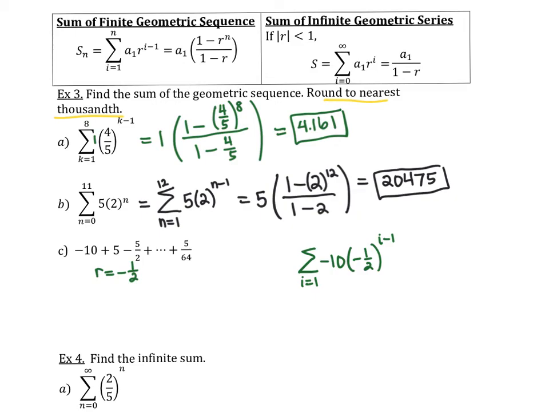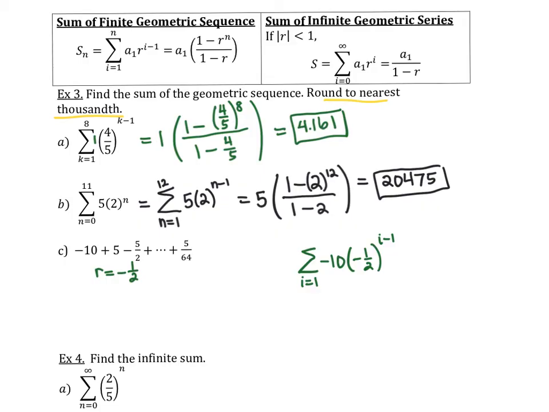Okay, so I actually have most of the information I need, but I don't know what N is, or in this case, what I is. So I need to figure out which term this is right here. So I'm going to set this formula up and I'm going to solve for N.